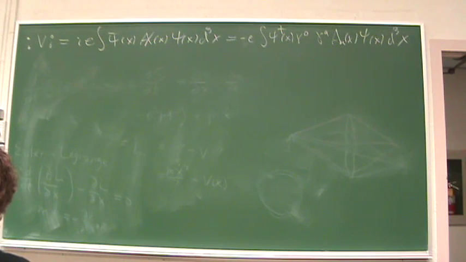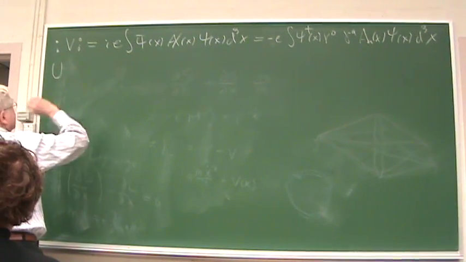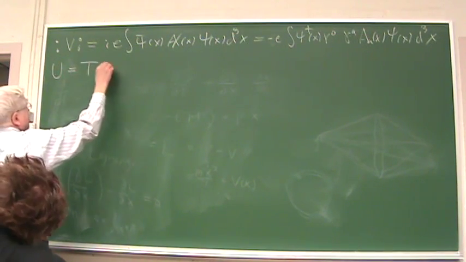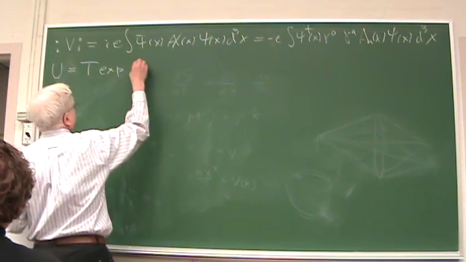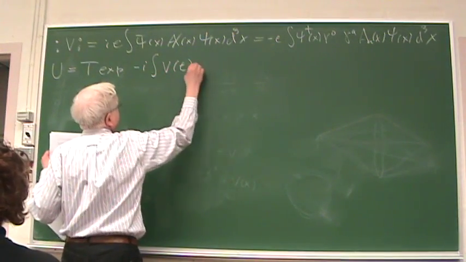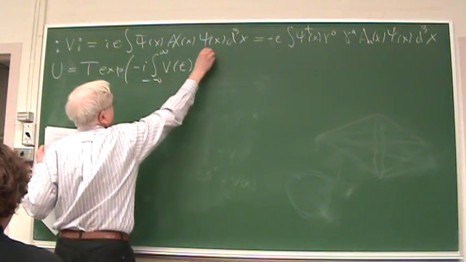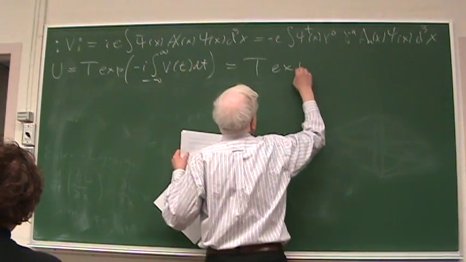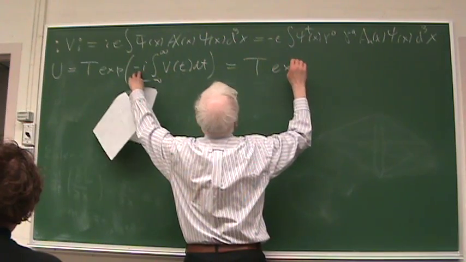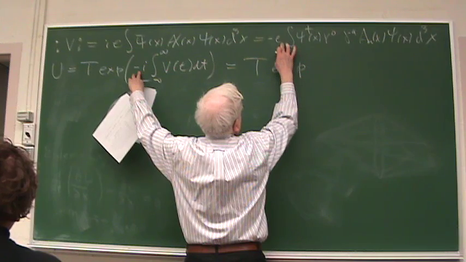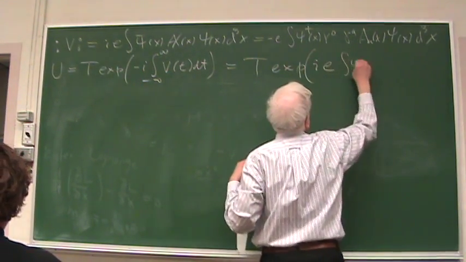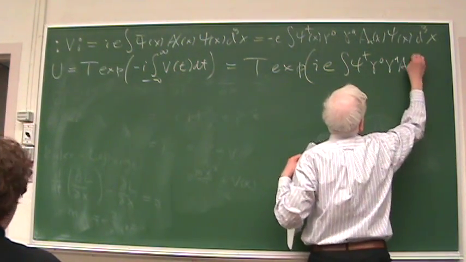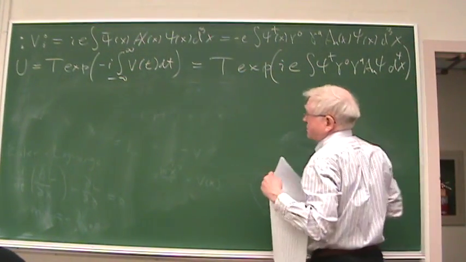So, let's get on now to electron-positron scattering. Let's first of all say what our U is. U is going to be a time-ordered exponential, and let me get this right, it's minus i integral V of t dt, a time-ordered exponential, and now we have minus i times this V, and this gives us iE integral psi dagger gamma 0 gamma A psi d^4x. So that's what we're going to call U.